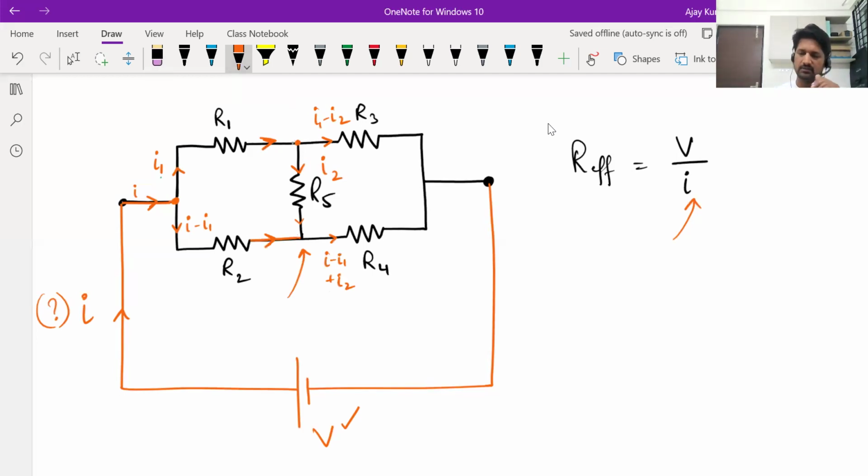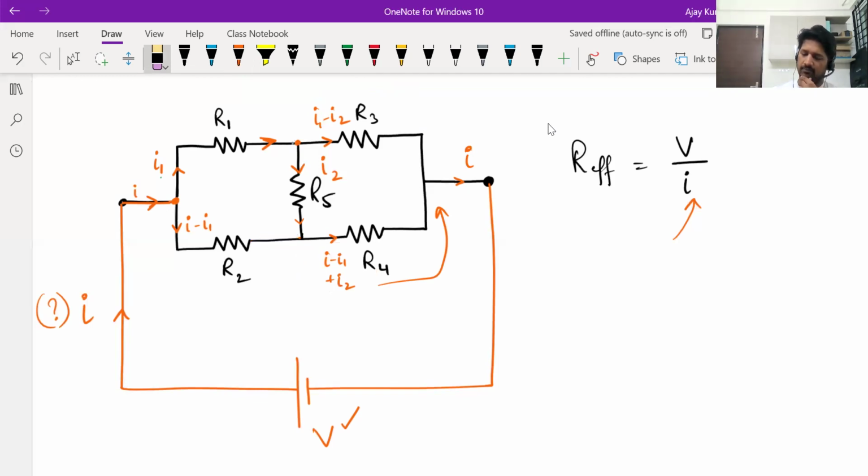And these two currents, this one and this one, finally combine and what comes out is I itself. If you want, you can check. I1 minus I2 flowing through R3. I minus I1 plus I2 flowing through R4. If you add those two, you will get I itself. So finally, the current coming out from the right side will be the total current I.